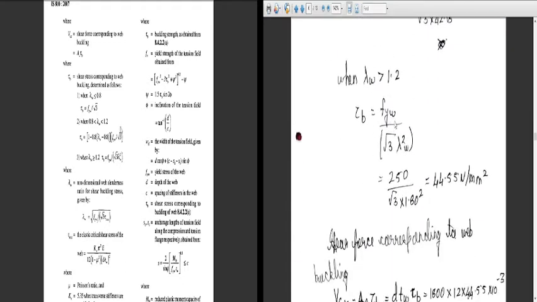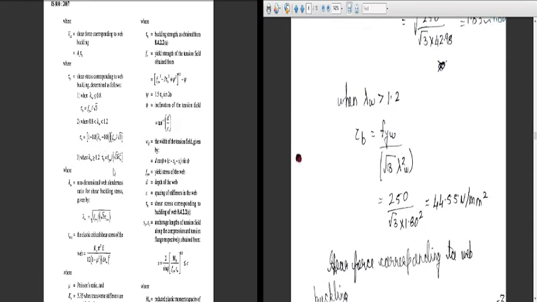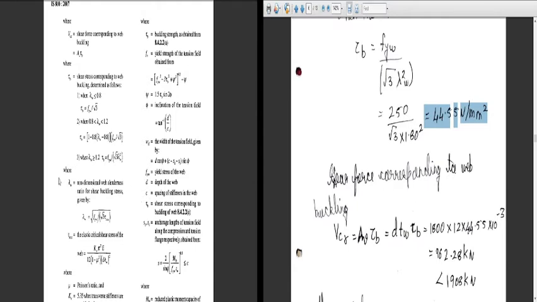So shear stress corresponding to web buckling, according to the code, for lambda W greater than 1.2, is tau B equal to fyw divided by root 3 lambda W square. So 250 divided by root 3 into 1.80 squared. We can even substitute 1.83, there is no harm in it, we have only rounded it off. So it is 44.55 Newton per mm square. So we got the value of tau B also.